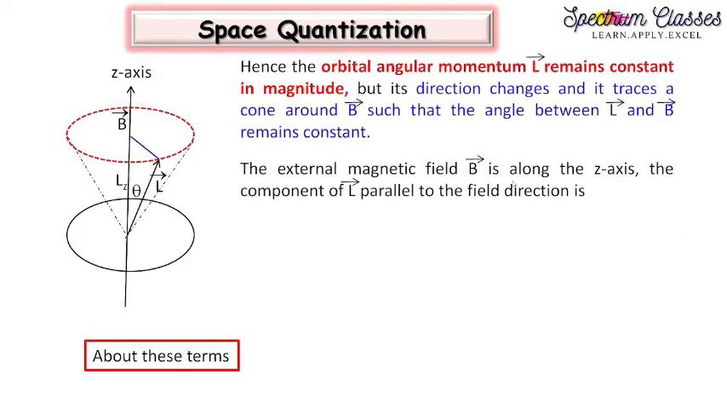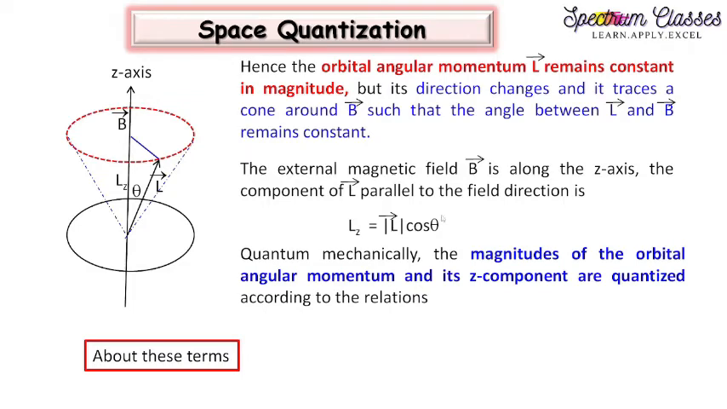Now the external magnetic field B is along the Z axis. The component of L parallel to the field direction is, so this is L and this is B. If we consider the component of this vector L, we trace a perpendicular to this, and we get the component of the orbital angular momentum parallel to B. So that component is given by the trigonometric relationship: Lz is equal to L cos theta.